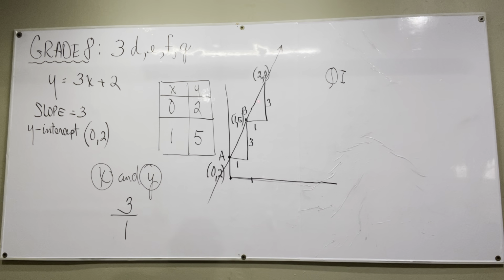So let's say you didn't know that this relationship existed. 1, 3, 1, 3, 1, 3, 1, 3 on this line. Now, in a different situation it wouldn't be 1, 3, it might be 1, 2, 1, 1, 1, 8. It could be anything, depending on how steep the line is. But if you didn't know the slope and you wanted to find the slope, but you knew 2 points, let's see, now we know 3 points: (0, 2), (1, 5), (2, 8).